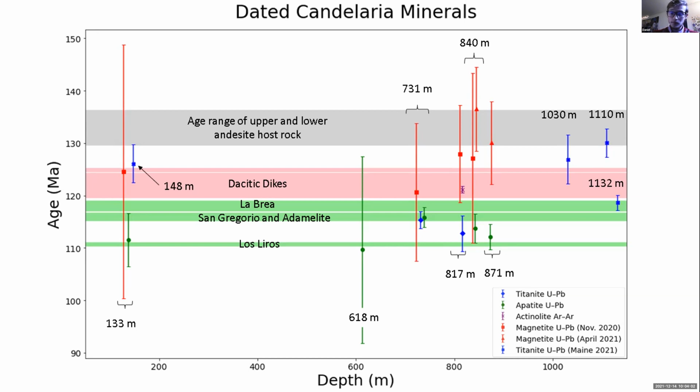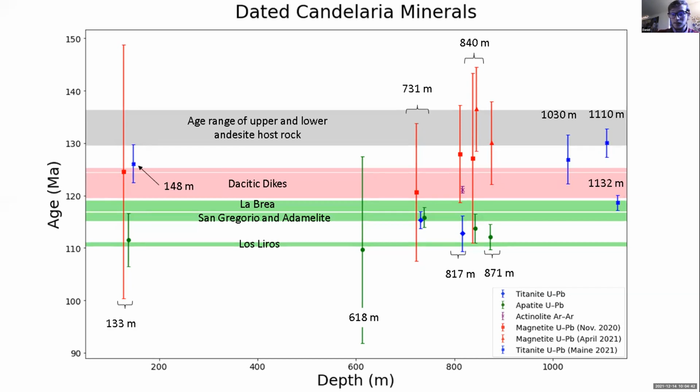So two apatites overlap with the Los Lirios units of the batholith at around 110, albeit they have higher uncertainties. And the San Gregorio unit lines up right with the 115 million year cluster of ages, as well as the previous rhenium osmium molybdenite dates. And the La Brea pulse corresponds almost exactly with the titanite that dated at 118 million years.